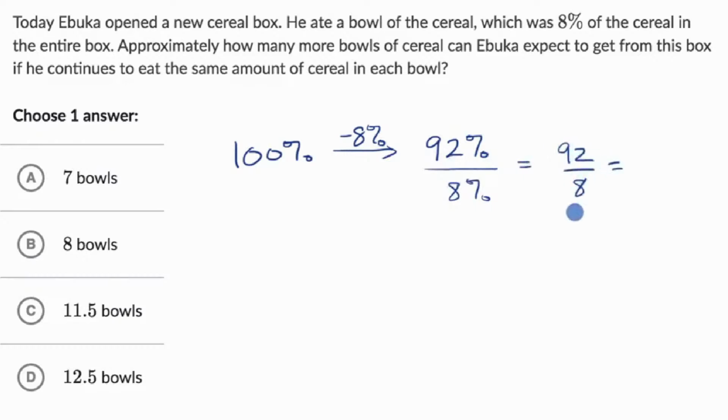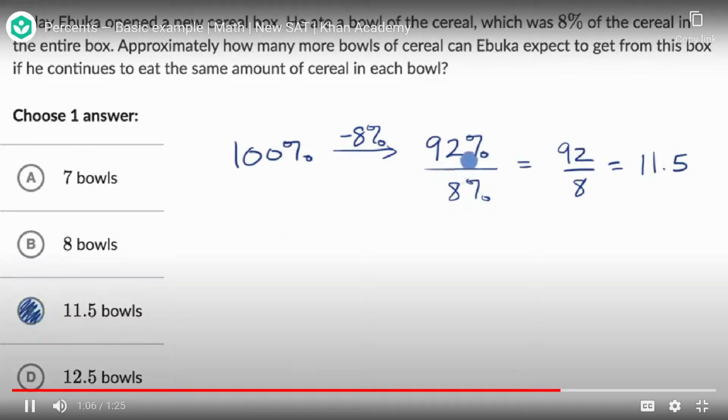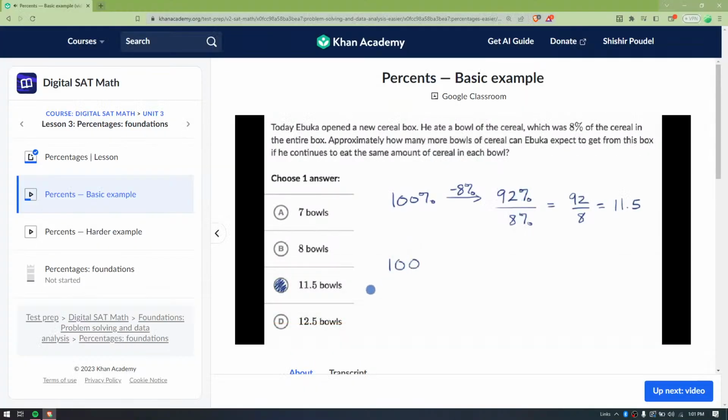And so 92 divided by 8, see 8 times 11 is 88, and then you have 4 more, so this is going to be 11 and a half bowls, and that is this choice right over here. If the percent is confusing, you could say, all right, let's just imagine that there were, I don't know, 100, pick a unit in the original box, then every serving he eats 8, and so he's left with 92, and if every serving he's eating 8, 92 divided by 8 is 11.5.